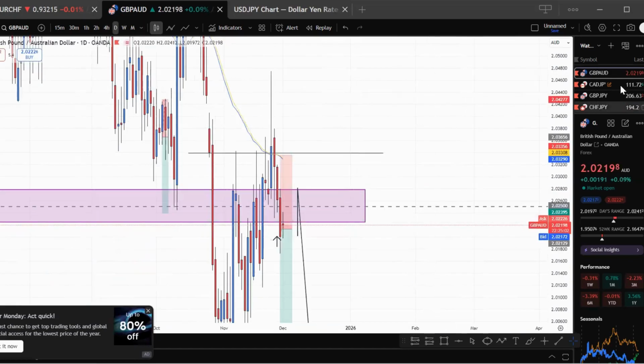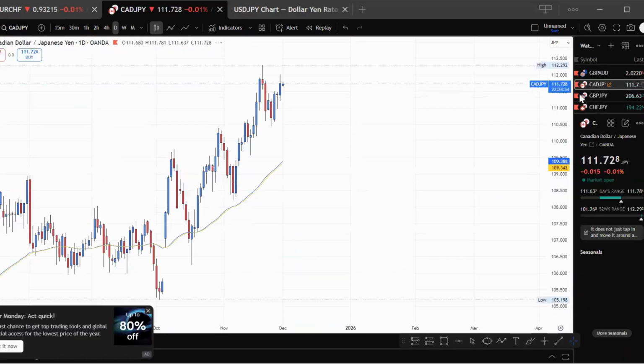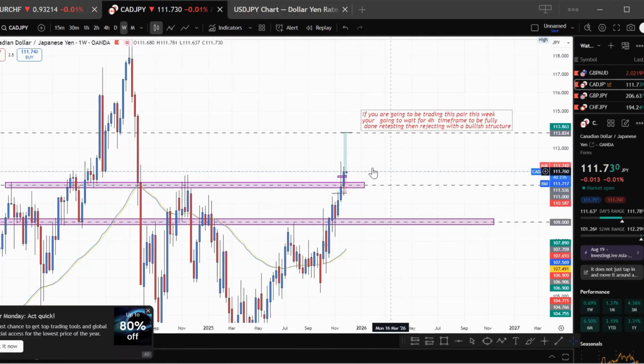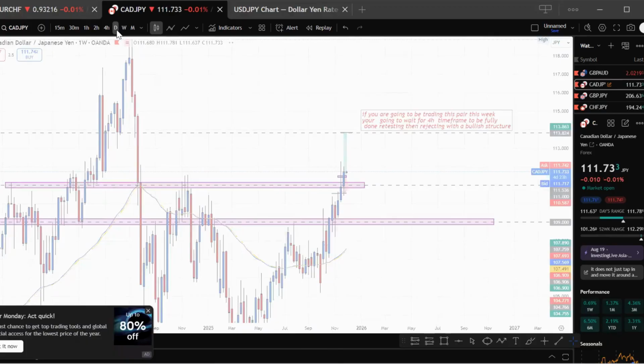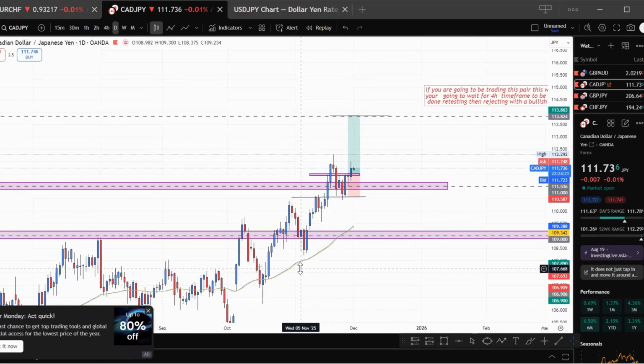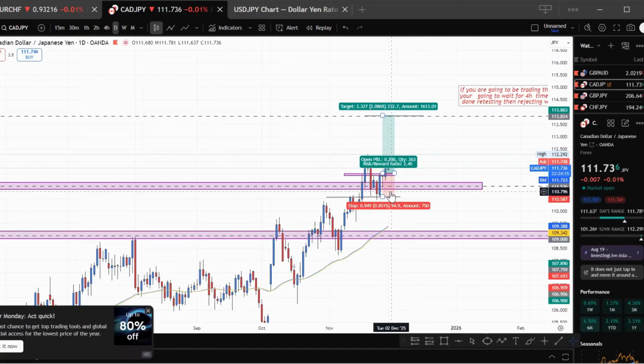So let's go to CADJPY. So on CADJPY, you can see that we have a very beautiful bullish structure on the weekly time frame. I see that price is bullish in the weekly time frame. So we go down to the daily time frame. So on the daily time frame, you can see that price has already started making this bullish move already.